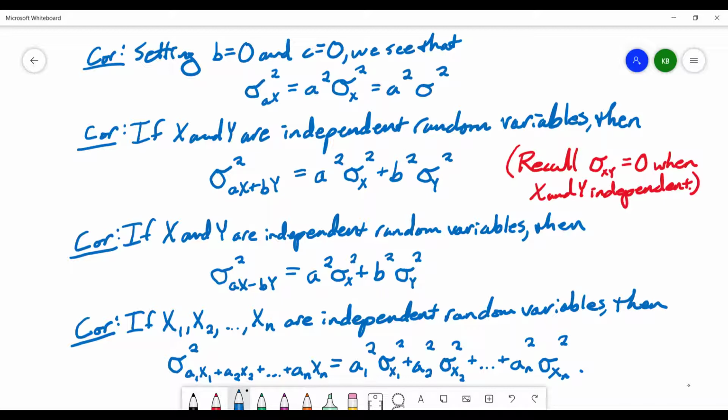Finally, if we have n independent random variables, x sub 1 all the way up through x sub n, then the variance of the linear combination a1 times x1 plus a2 times x2 plus all the way up to an times xn is equal to a sub 1 squared times the variance of x sub 1, plus a sub 2 squared times the variance of x sub 2, and adding those all the way up to a sub n squared times the variance of x sub n.